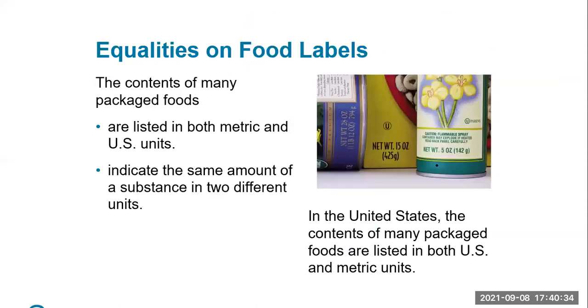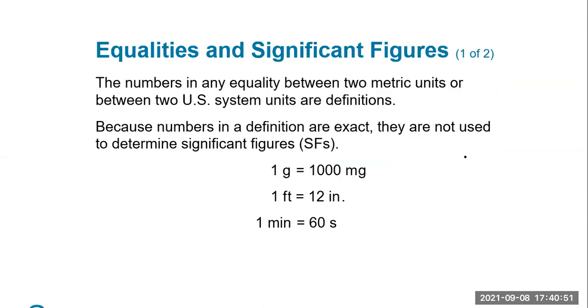All right, so equalities, obviously, we see in a lot of places, like on labels. For example, here, 5 ounces is represented as basically the same as 142 grams. So that's an equality. Equalities and significant figures: as I mentioned before, because they're considered exact numbers, we ignore them in terms of how many significant figures our answer should have.